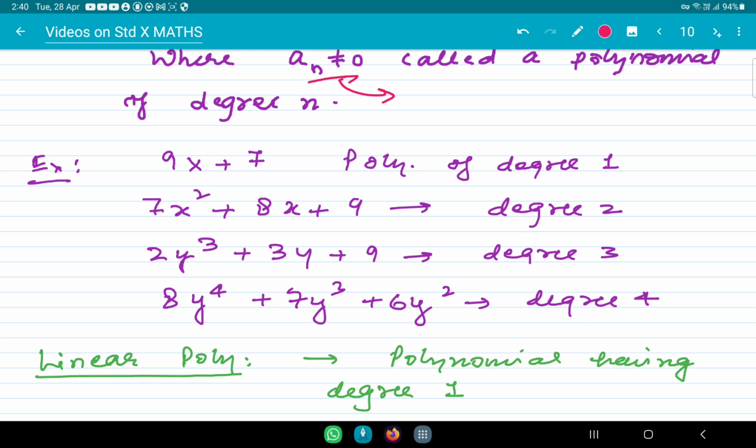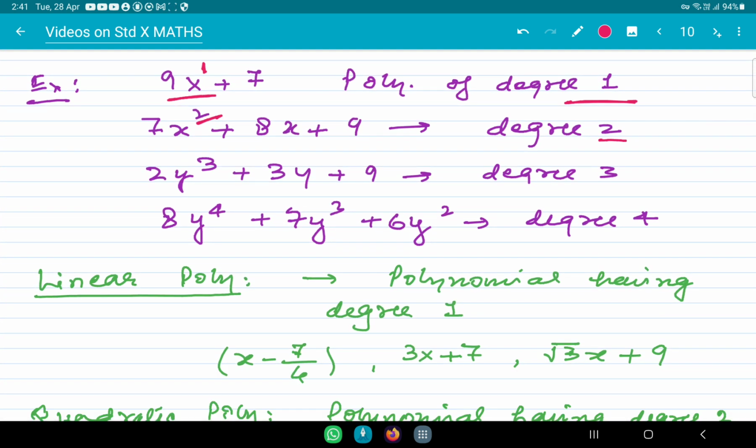Here we are seeing different types of polynomials which have different degrees. If it has degree 1, what is the meaning of degree 1? The maximum power of the variable should be 1. So here you can see the maximum power of the variable is 1, so we can say that is a polynomial of degree 1. If it is degree 2, the maximum power of the variable is 2, so this is a degree 2 polynomial. Like this, degree 3 and degree 4. These are different algebraic expressions that are differentiated in the form of degree, meaning the maximum power of the variable.